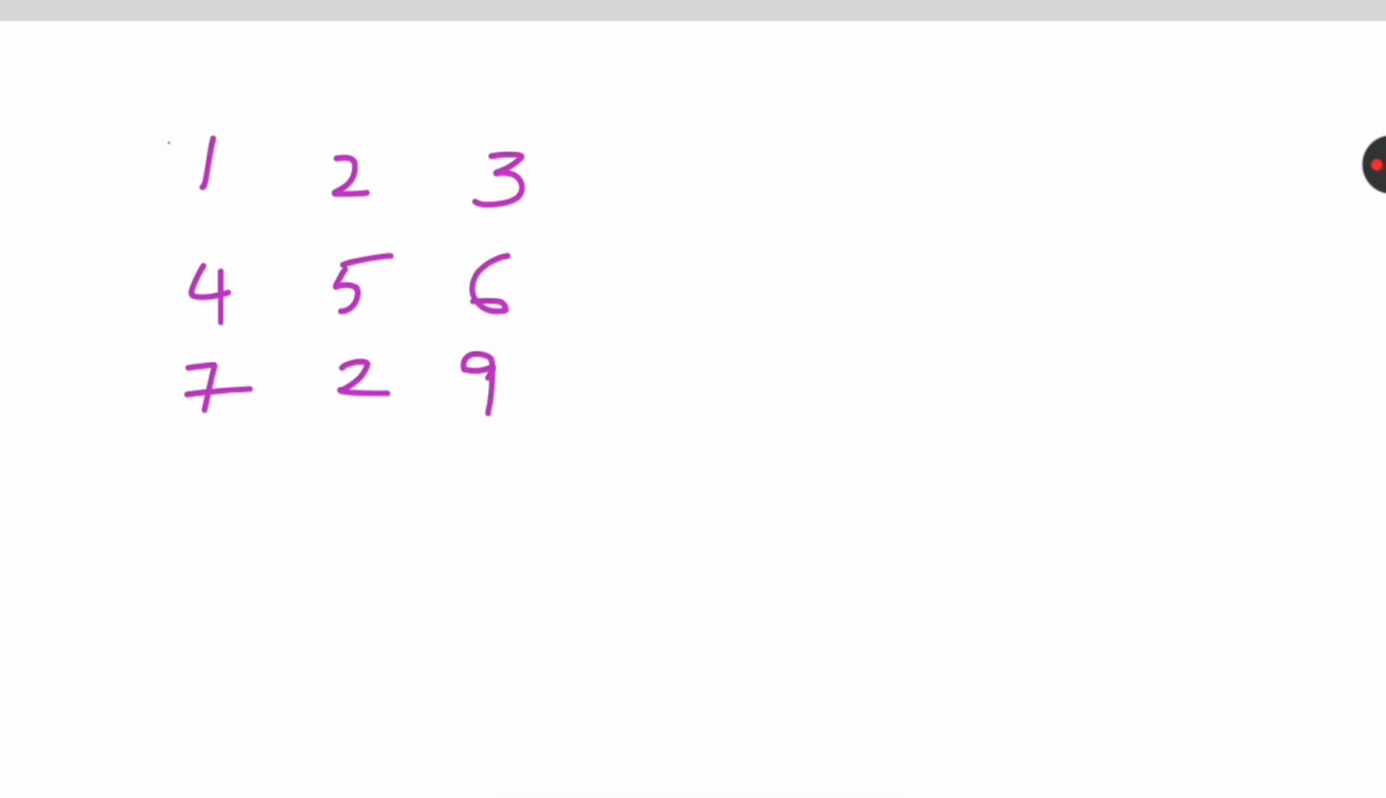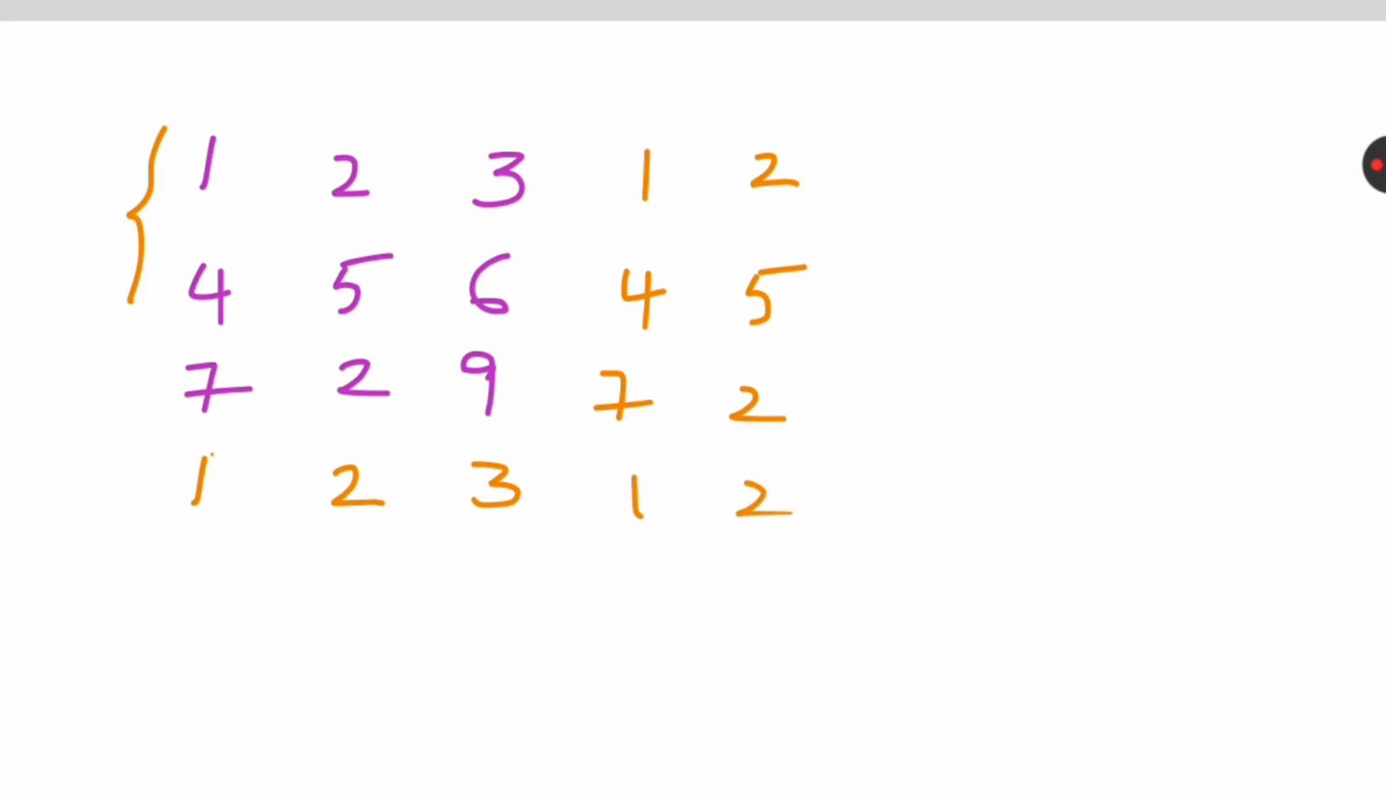And then copy the first two columns. The first column is 1, 4, 7, and the second column is 2, 5, 2. You just copy it. And then copy the two rows. The first row is 1, 2, 3, 1, 2. You write it at your down. And then copy the second row and write it at your down: 4, 5, 6, 4, 5.